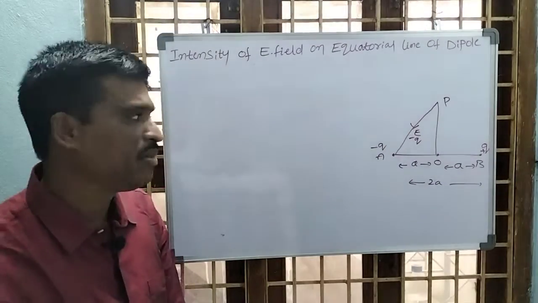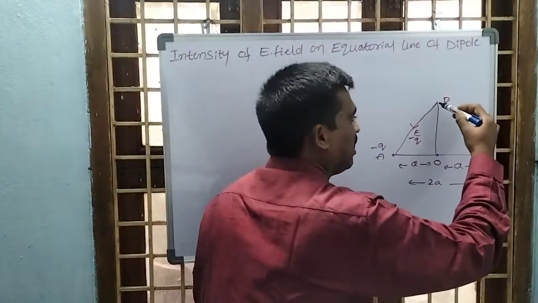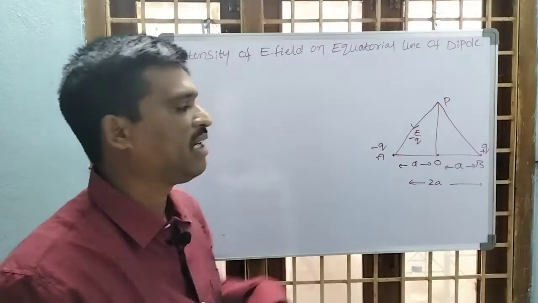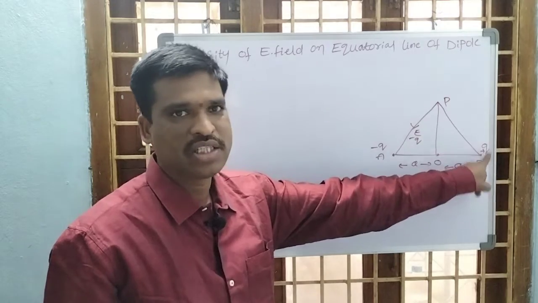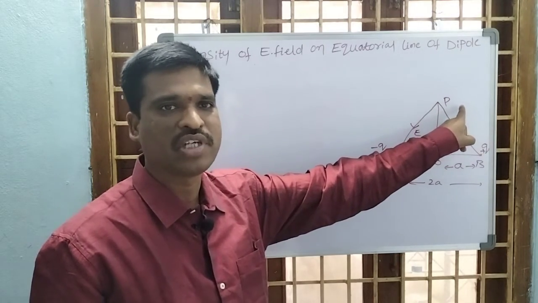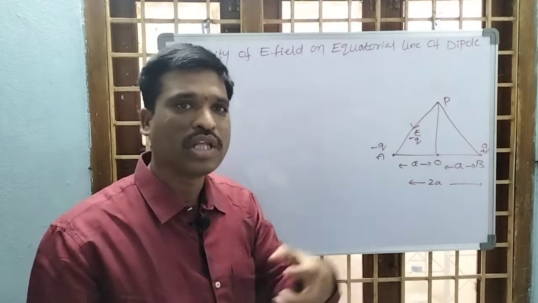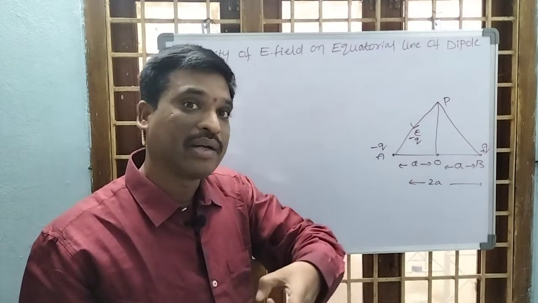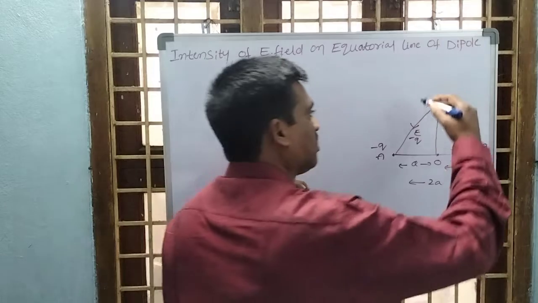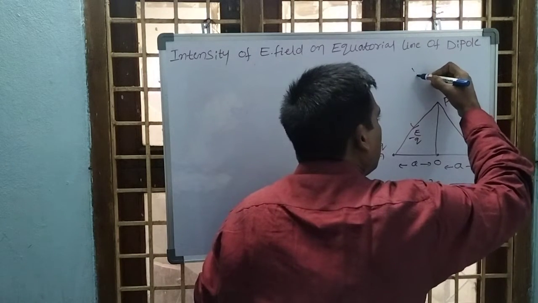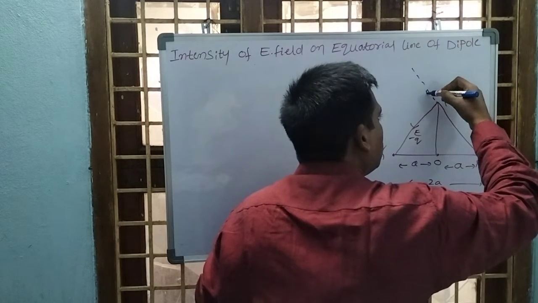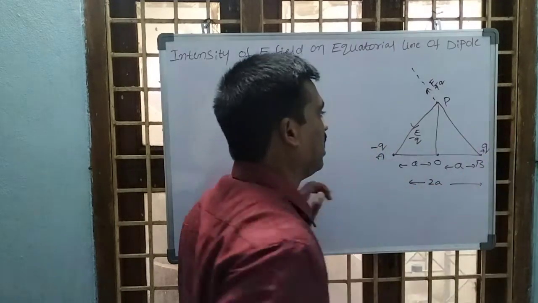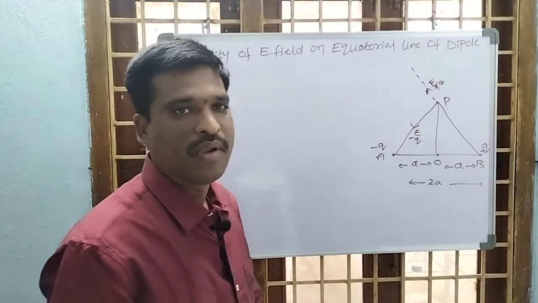Similarly, here also, the intensity of electric field. This is a positive charge, and the test charge is also positive. Both are like charges. Which force is acting? A repulsion force is acting like this. So this is E plus q, and this is E minus q.